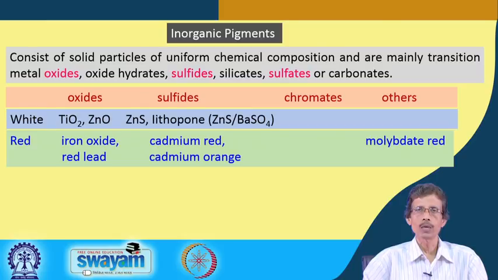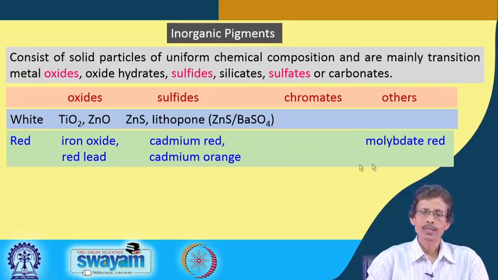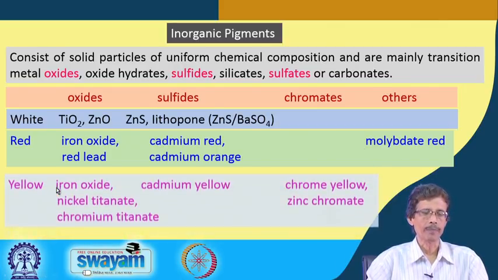We can control the hue of that color by mixing one particular inorganic compound available as one particular color, like your red, with your yellow, such that we can have a mixed color, a mixed hue and mixed variety. Similarly, the molybdate red is also a red inorganic pigment.